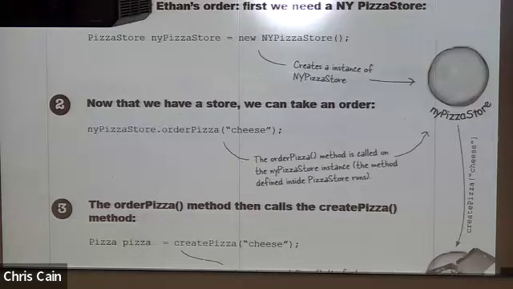So we say New York pizza store dot order pizza because order pizza is a method inside of the pizza store class. This happens to be a New York pizza store, so we override the does nothing order pizza with the order pizza from the New York pizza store. So we know that it came from a New York pizza store, so we can prepare it in the New York style.